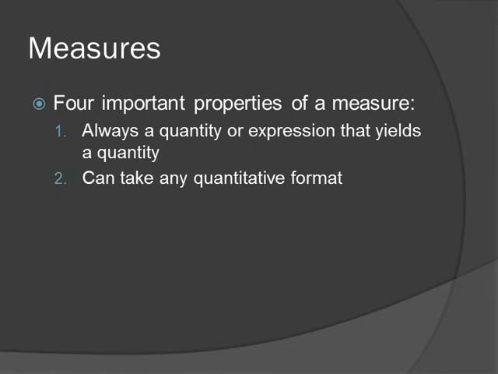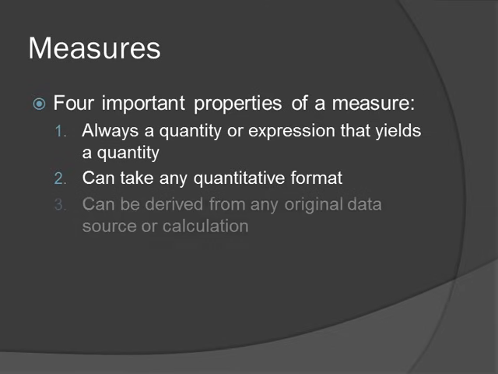Secondly, a measure can take any quantitative format, for example, an absolute value like unit sales, a currency value like dollar sales, a percentage like percent sales, or a ratio like sales per employee. Next, a measure can be derived from any original data source or calculation. For example, a measure can be a direct input like unit sales, an aggregation like total unit sales, an average like average selling price, a formula like dollar sales divided by employees, a count like number of products, and so on.